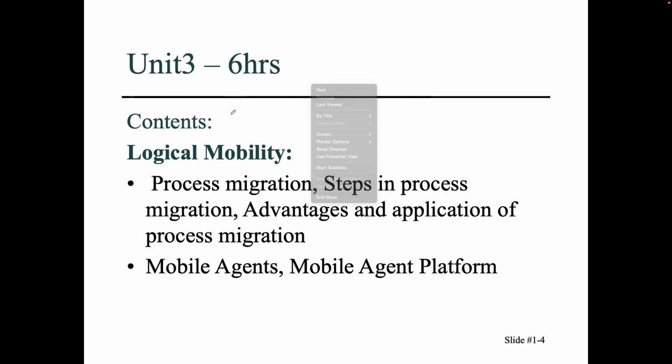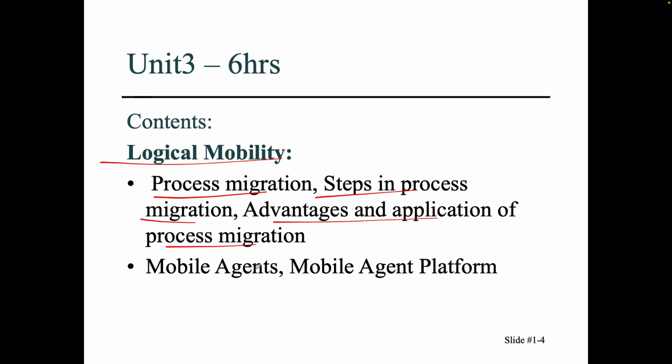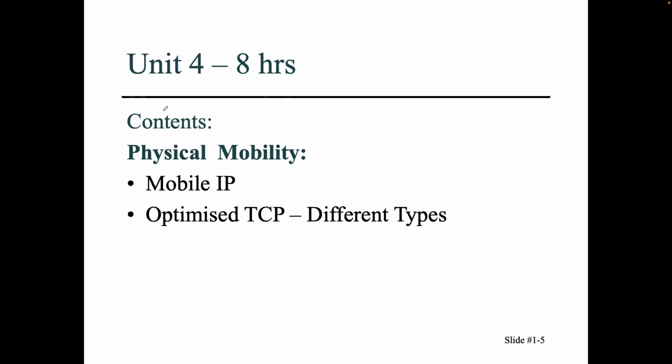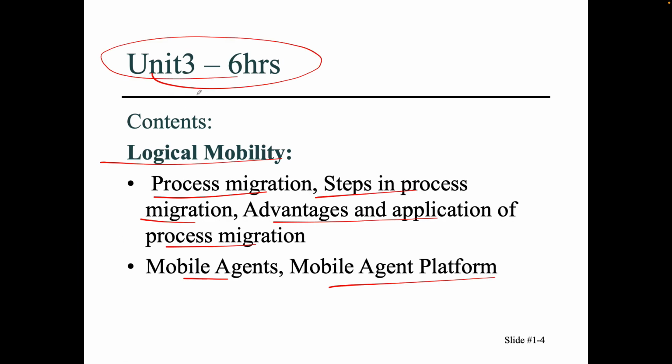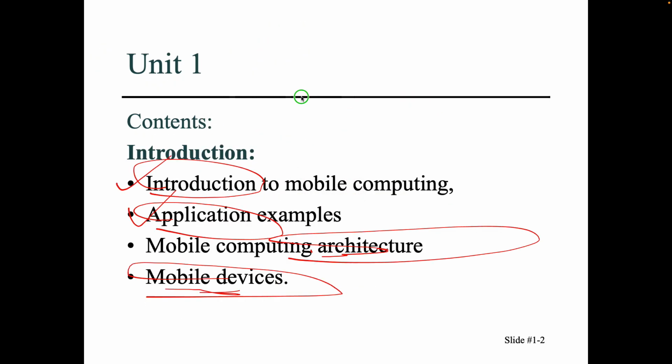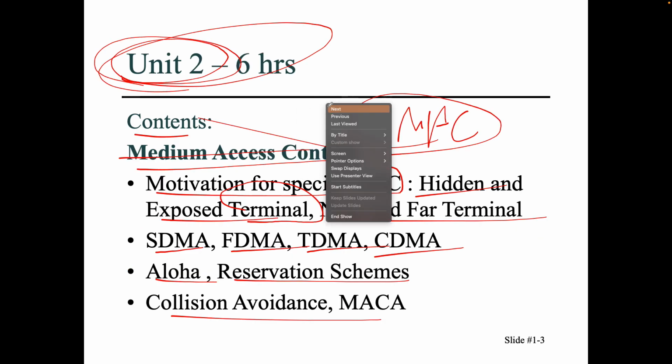This is unit 3, it deals with logical mobility, process migration, steps in process migration, advantage of application of process migration for agents and mobile agent platform. Unit 3 seems quite interesting. What do we have? Then unit 4 is 8 hours, 6 hours, 6 hours. This doesn't state hours.